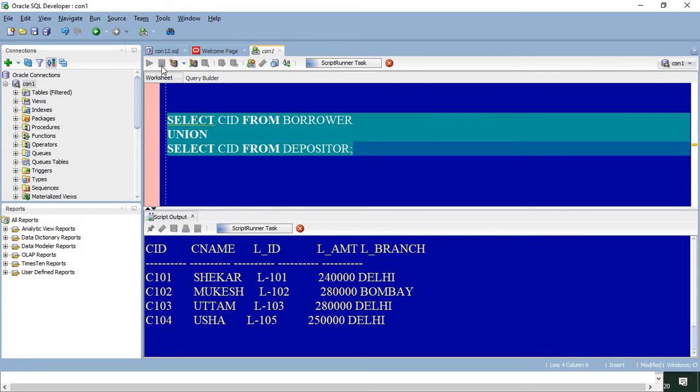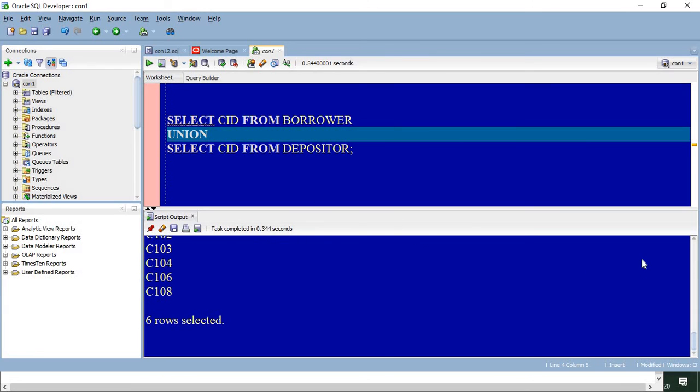So now run this command. Now you can see that we have obtained a total of 6 rows as outcome. You must notice one thing here: when we apply the union operation, if there are duplicate values, or values that are present in both the tables, only one instance of such values will be considered. So here you can see that the duplicates have been removed.